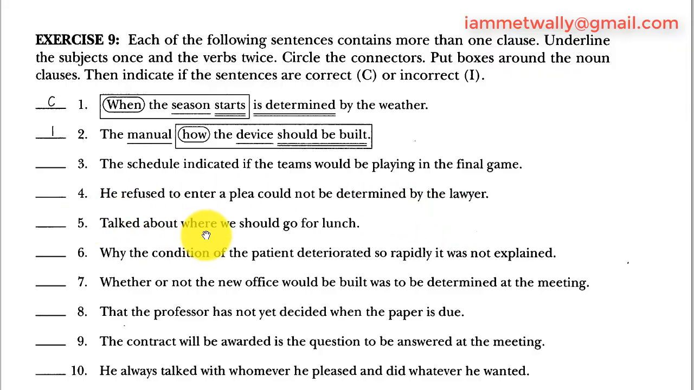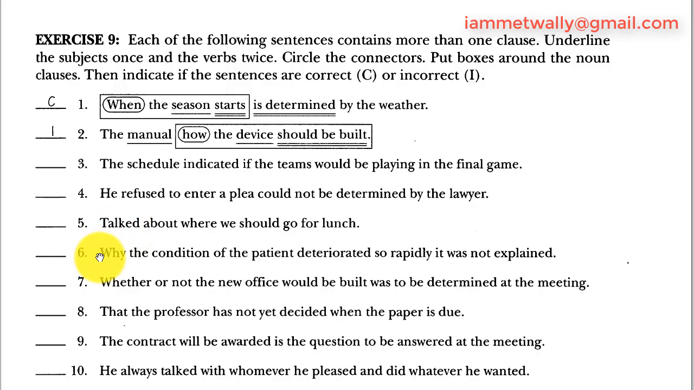5. Talked about where we should go for lunch. So talked is a verb, where is a connector, we subject, should go is a verb, and where we should go all together is the noun clause that works as the object of the preposition about. But where is the subject of the verb talked? There is no subject, so this sentence is incorrect because it's missing a subject.